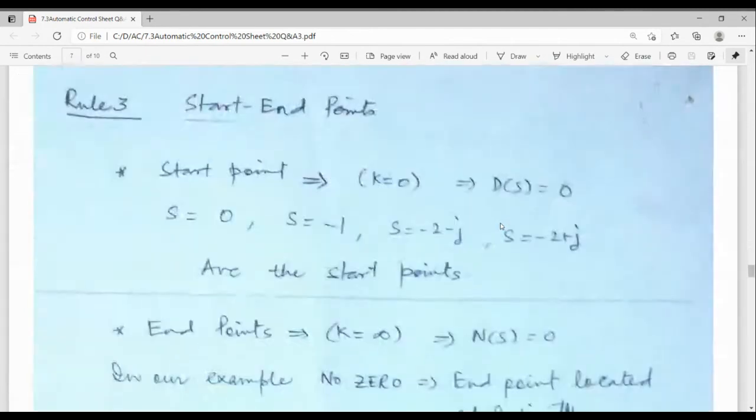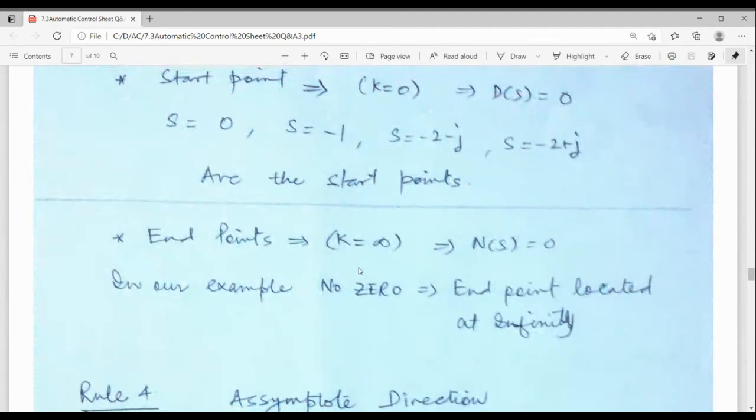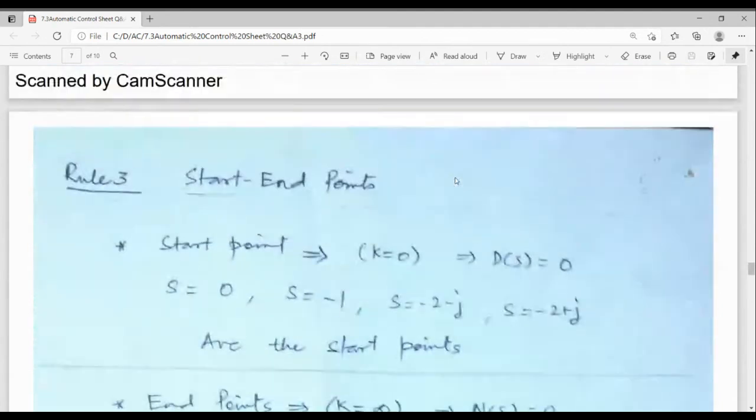This is rule 2. Rule 3, start points and end points. The poles are the starting points. s equal to 0 is one starting point, 2, 3, 4, there are 4 starting points, where K equal to 0, that is D of s equal to 0. The end points will be at infinity. Why? Because we don't have zeros.